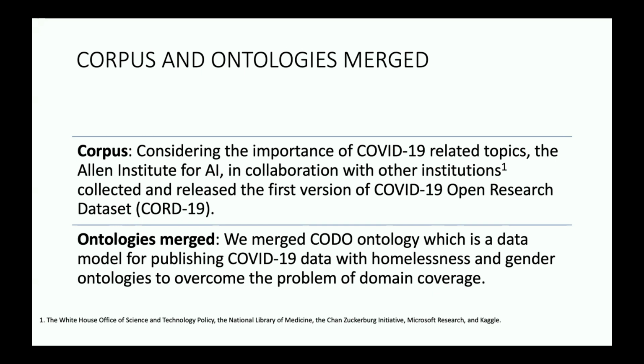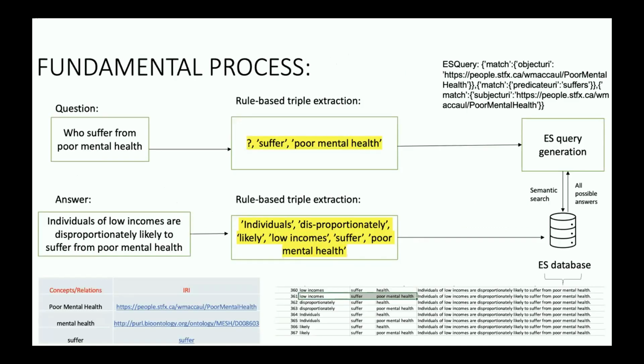And the ontologies we have merged to overcome the problem of domain coverage are the CODO ontology, which is the COVID-19 ontology, and we have merged this with pre-published ontologies like those for homelessness and gender. We have also used PubMed articles as part of our corpus. And our fundamental process, like what is this all about?